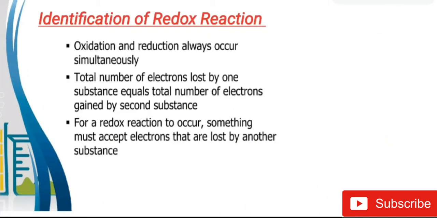Now let us discuss how you can identify a redox reaction. A redox reaction is that type of reaction where oxidation and reduction take place simultaneously. The total number of electrons lost by one substance must be equal to the total number of electrons gained by the second substance. For a redox reaction to occur, something must accept the electrons that are lost by another substance. If you see these things happening in one reaction, this means the reaction is definitely a redox reaction.